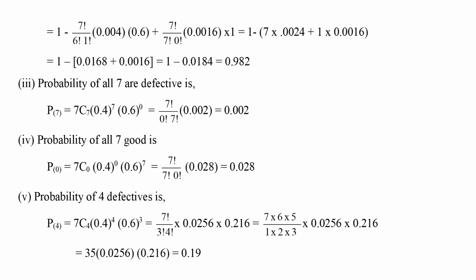III. Probability of all 7 being defective is P7 equals 0.002. IV. Probability of all 7 being good is P0 equals 0.028. V. Probability of 4 defectives is P4 equals 35 times 0.0256 times 0.216 equals 0.19. Here R is considered as defective.